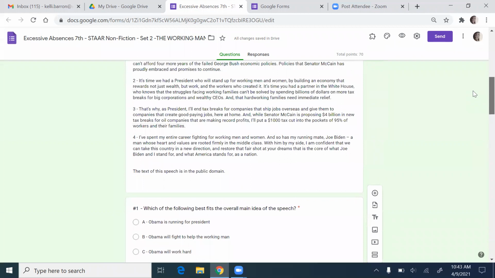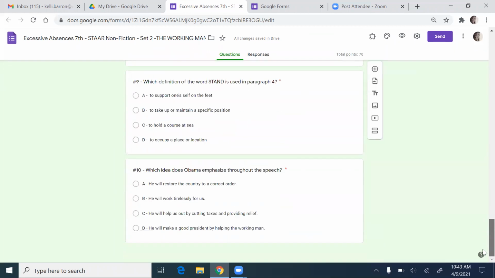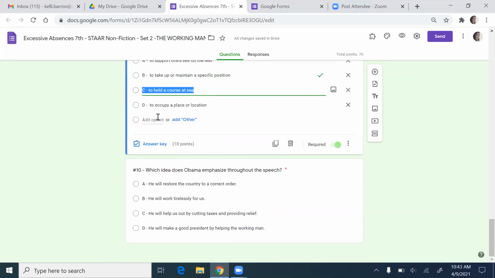I'm checking real quick. Yeah. So just make sure they're reading. The key here is they need to read through the whole answer of each one, because this, to hold a course, is going to sound right unless they read the words at C. So make sure they read the whole thing and then notice that they're talking about a position, what they believe in, what America is supposed to believe in.